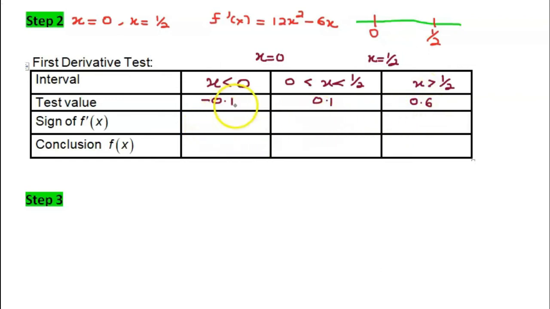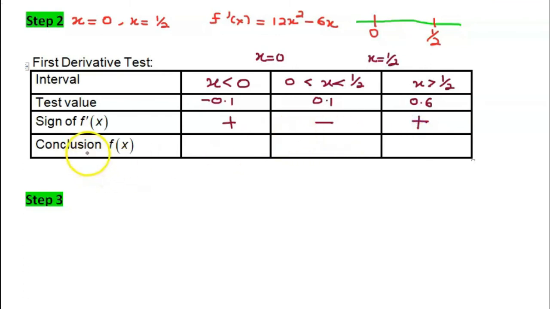Next is substituting these test values into the f prime of x function and writing the sign of f prime of x here. We are not interested in the value but just the sign, whether the number is positive or negative. So substitution of negative 0.1, for instance, will give us a positive number, so we write the sign here as positive. When we substitute 0.1 into the derivative function, it will give us a negative number, so the sign is negative, and for 0.6 the sign will be positive.